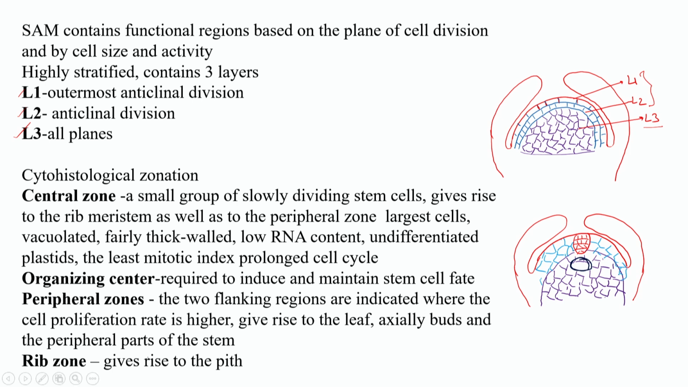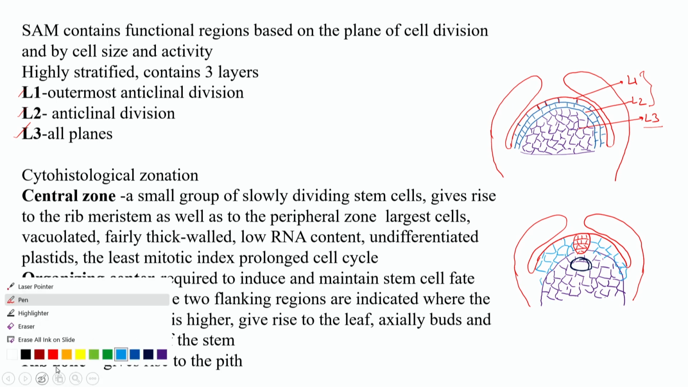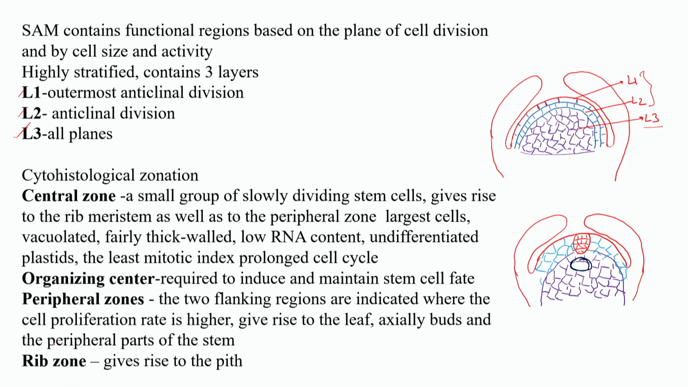Okay, so when this cytohistological study was done, different zones were observed, in which you have a central zone, then you have organizing center, and then you have peripheral zones. This is the peripheral zone and this is the rib zone.